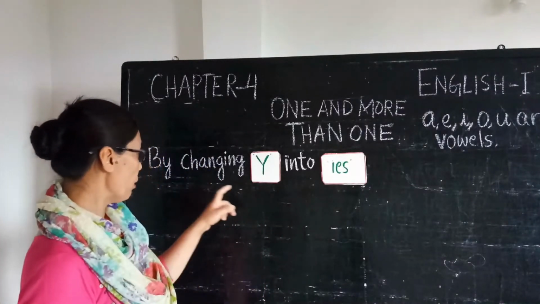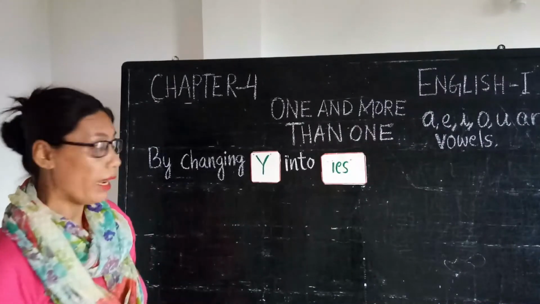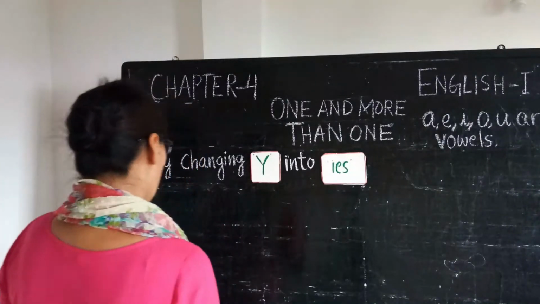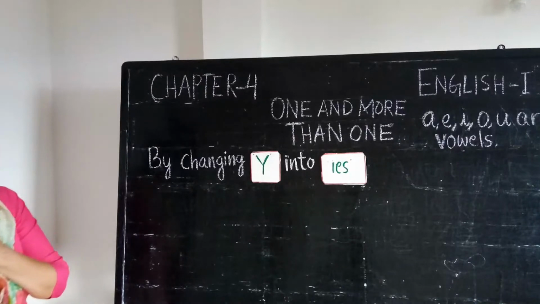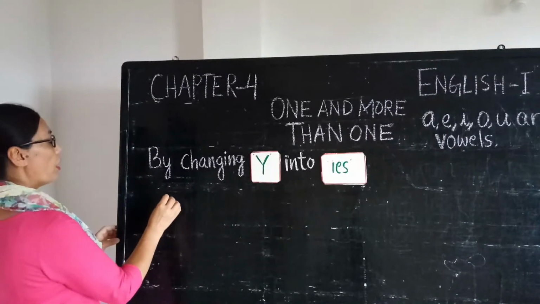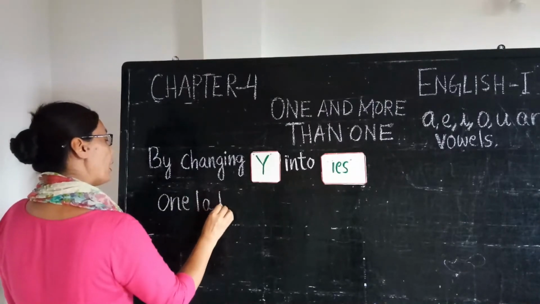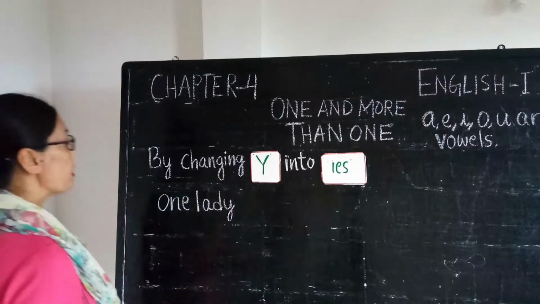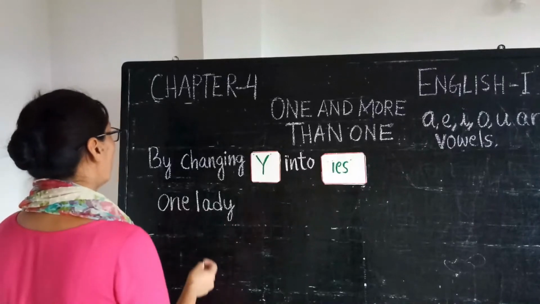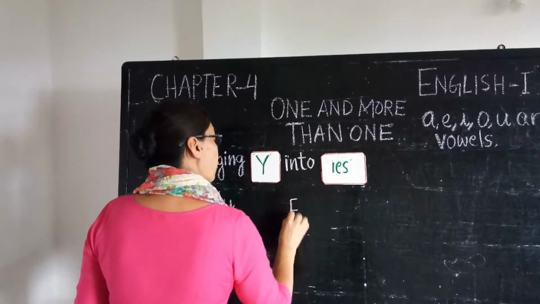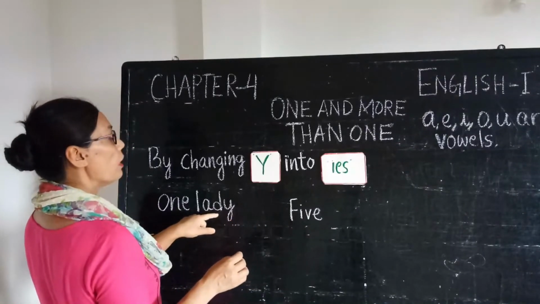So, now we are going to make more than one by changing y into ies. I don't have a concrete object right now, so let's see the example. Now, lady. One lady, L-A-D-Y, lady. If you want to make more than one lady, what do you have to write? One lady, five ladies. Lady becomes ladies.